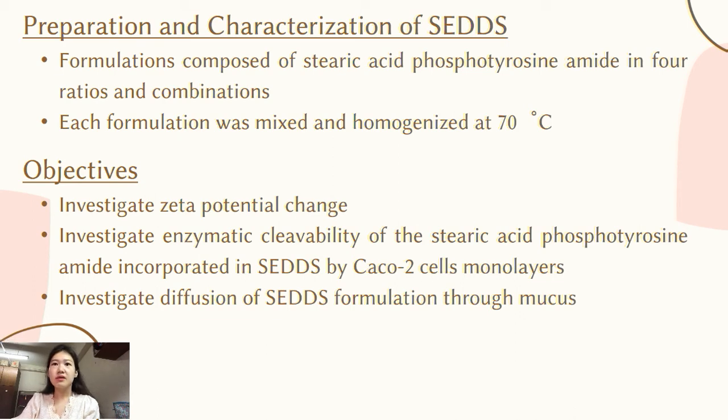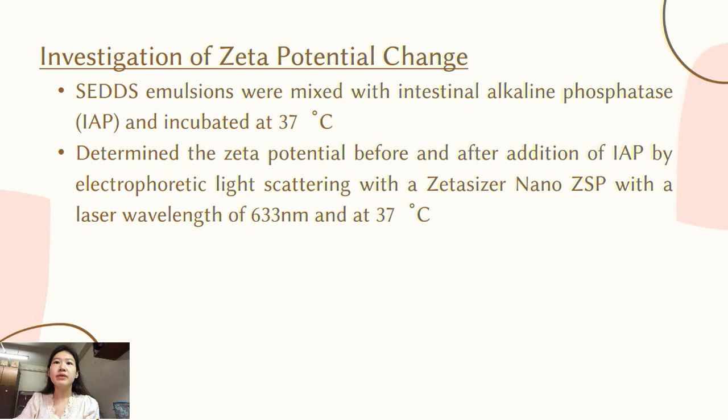The objectives of the research are to investigate zeta potential change, to investigate enzymatic cleavability of the stearic acid phosphotyrosine amide incorporated in SEDDS by Caco-2 cell monolayers, and also to investigate diffusion of SEDDS formulations through mucus. To investigate zeta potential change, the SEDDS emulsions were mixed with intestinal alkaline phosphatase (IAP) and incubated at 37 degrees Celsius. Then they determined the zeta potential before and after the addition of IAP.